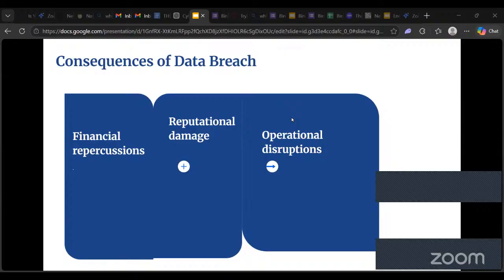That is reputational damage. Then operational disruption. If the data breach is quite severe and the company is not able to bounce back, it might cause the service to stop. So that's what we mean by operational disruption.